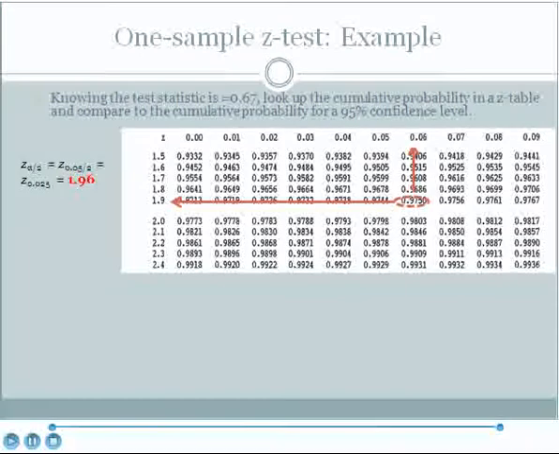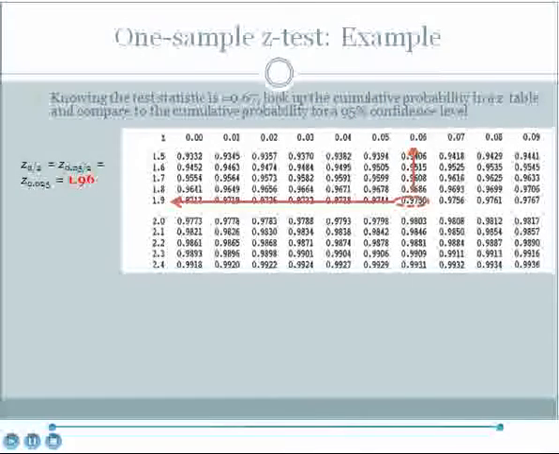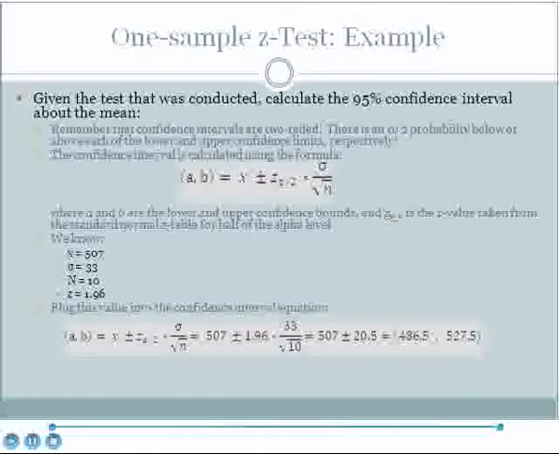The z-score associated with alpha divided by 2 is the z-score associated with a tail value of 0.025, or cumulative probability of 0.975. Finding this in the table, the row value for the z-score gives the first two digits, 1.9, and the column value gives 0.06. So the z-score is 1.96.